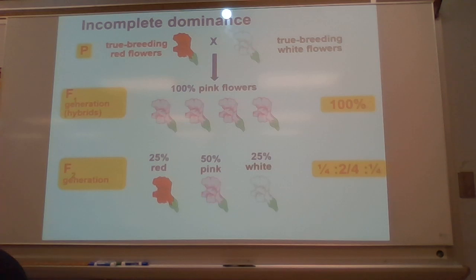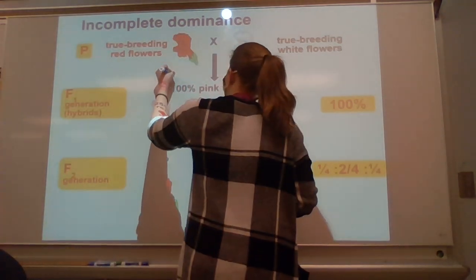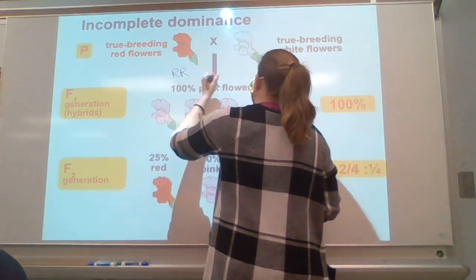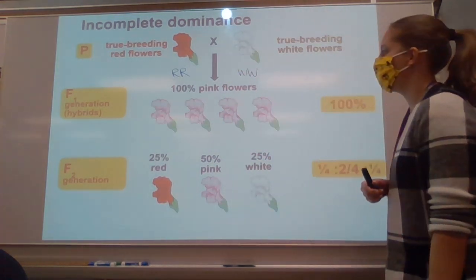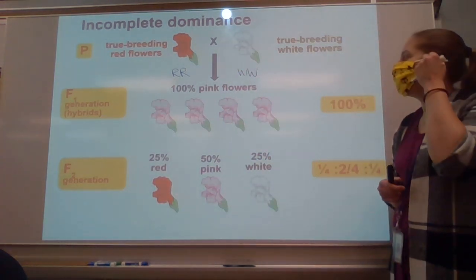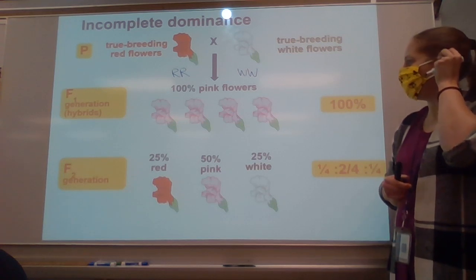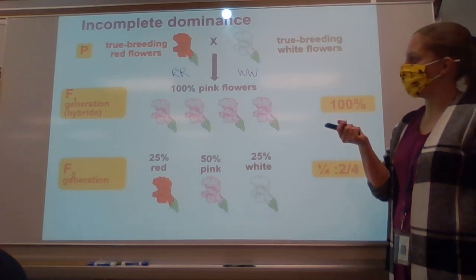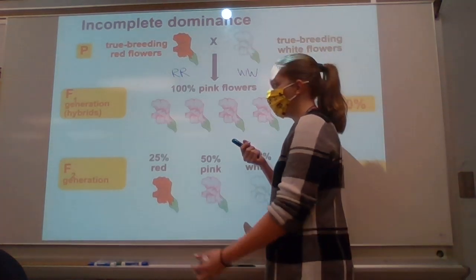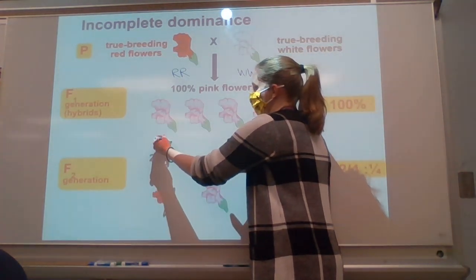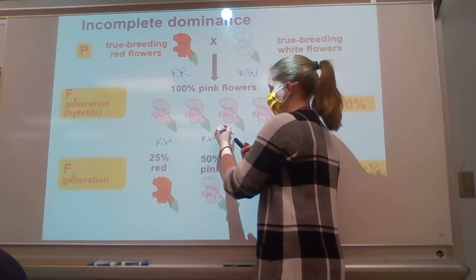So here's what would happen. True breeding red flowers, so both red alleles. I'll just use the R and W for now. White flowers: pure white, homozygous for the white allele. What would be true about the genotype of all the F1? They'd all be heterozygous and therefore 100%.